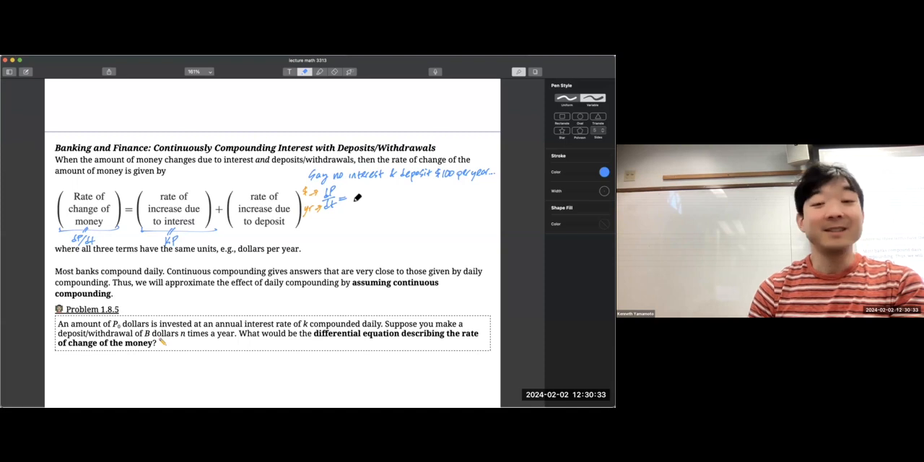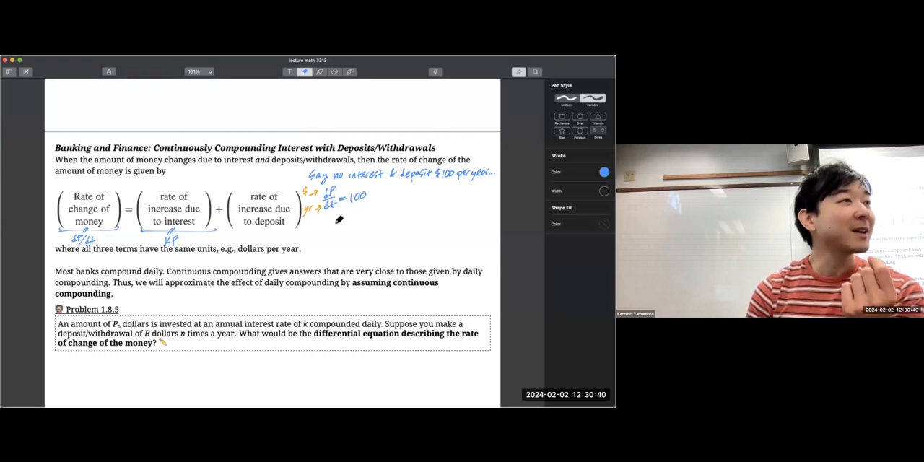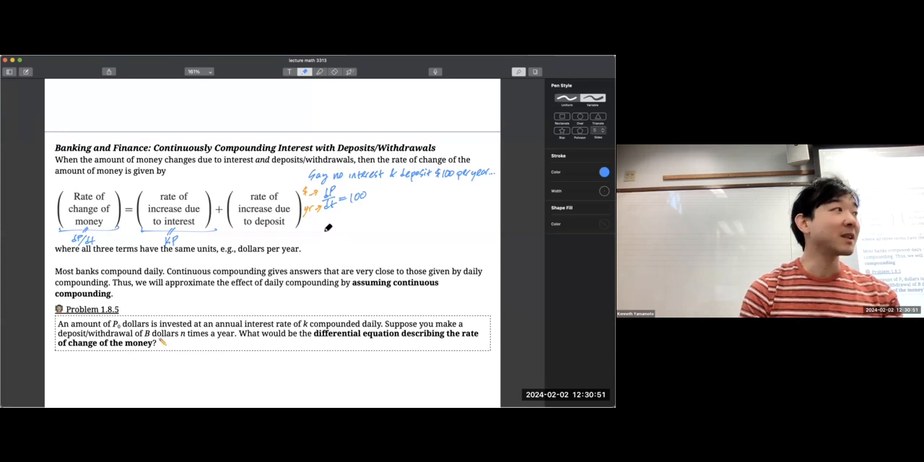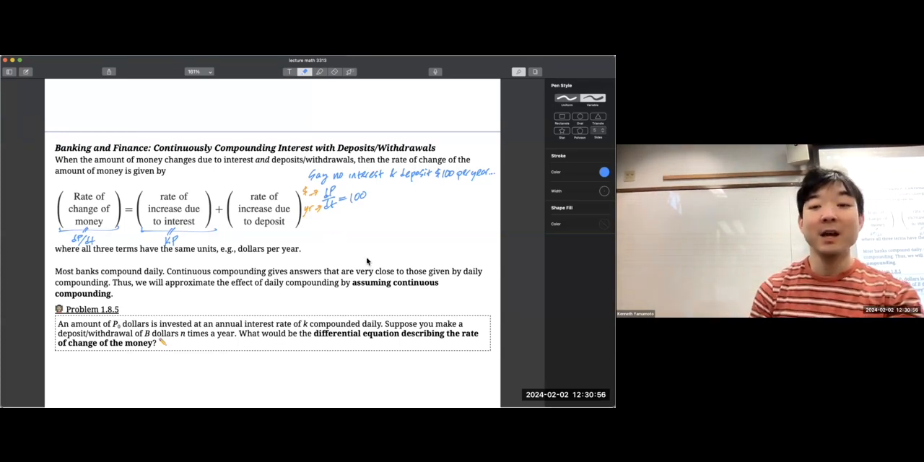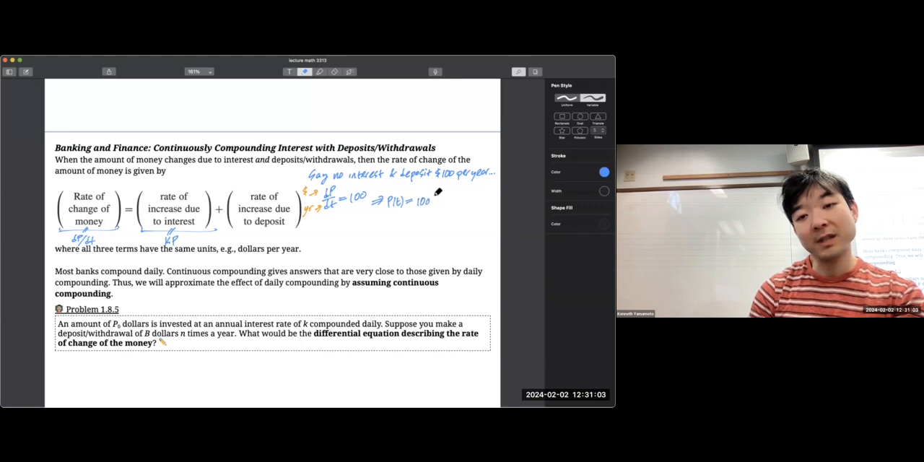It's actually just 100. The change in the amount that you're experiencing will just be 100. So dP over dt is like your change in money over the year, and you're just depositing 100. So your dP over dt is just 100. Say no interest and you just deposit. This is a very simple differential equation. You just take the antiderivative, so your P of t will equal 100t plus some integration constant C.